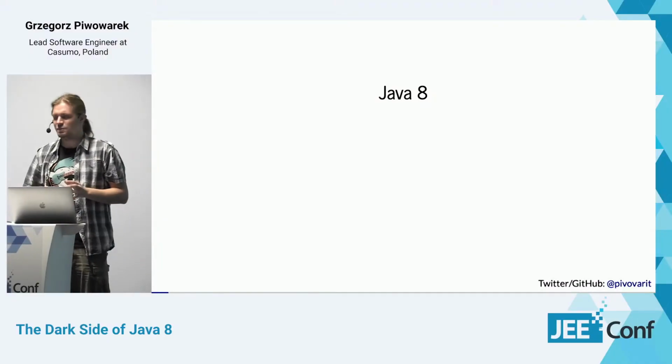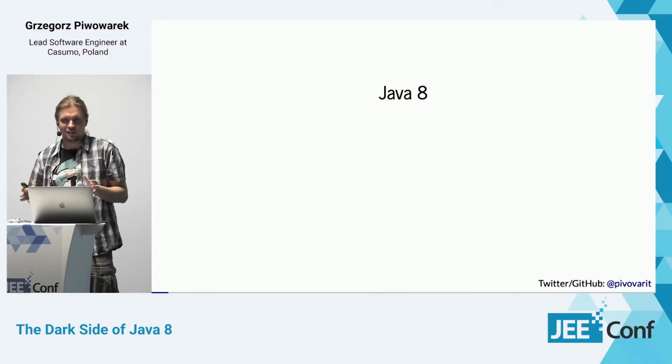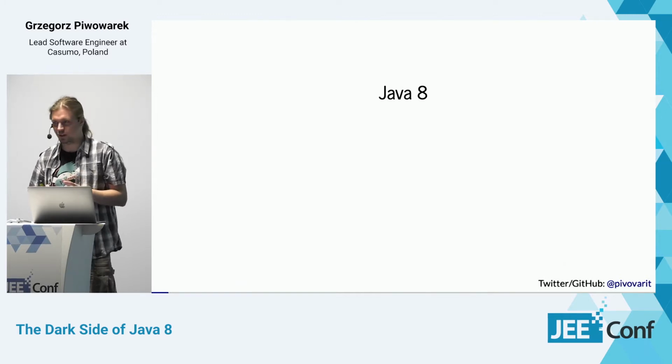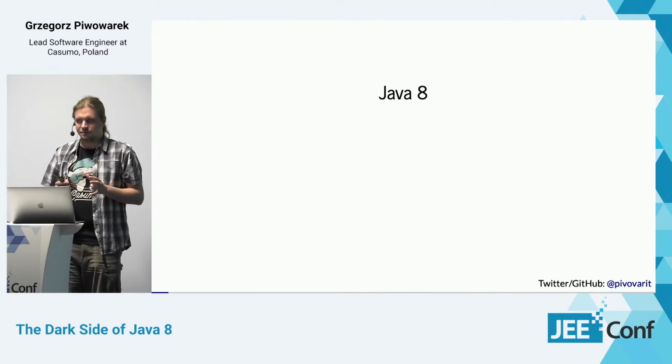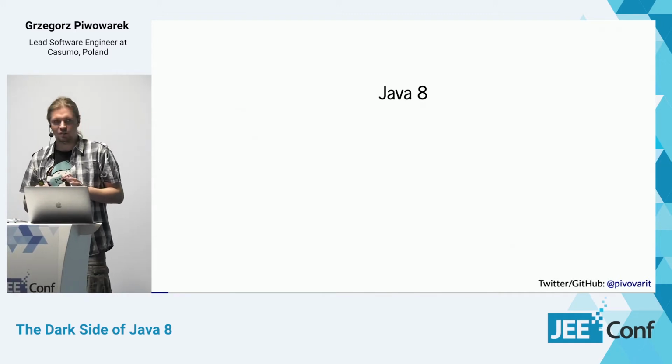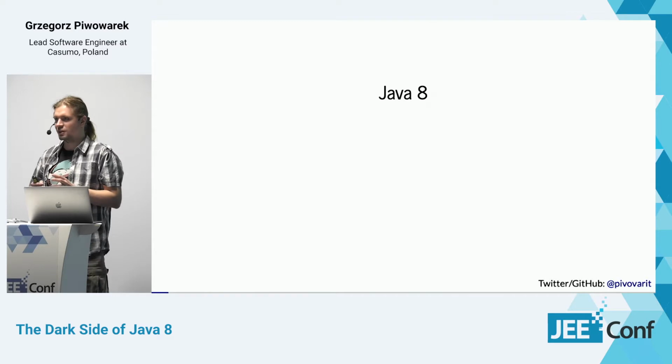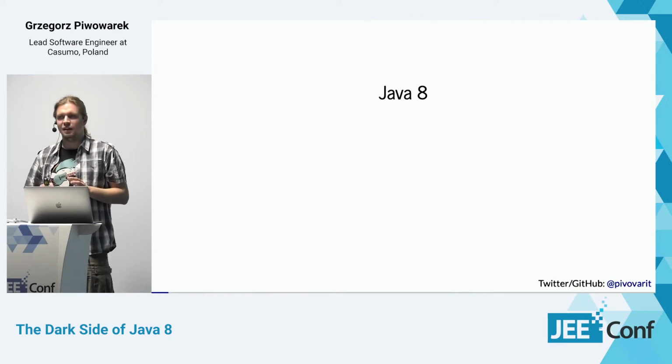So, the topic of today is Java 8. Wow, right? Java 8 has been around for quite a long period of time. It got out in 2014, around February, I think. And it's been quite a hot topic for quite a while. So you might be surprised why we are still talking about Java 8.